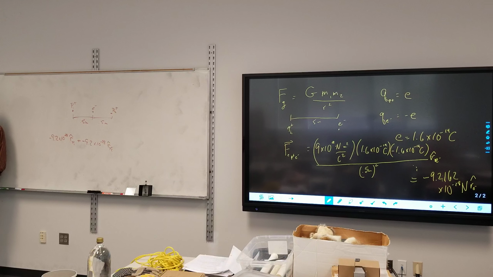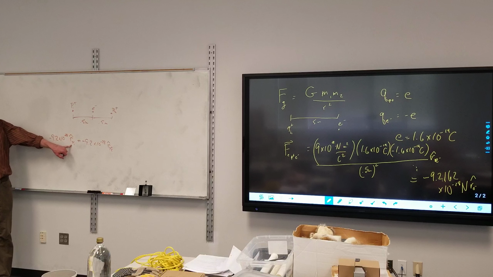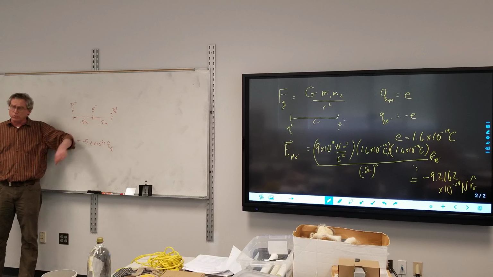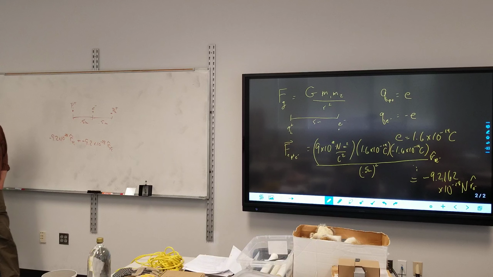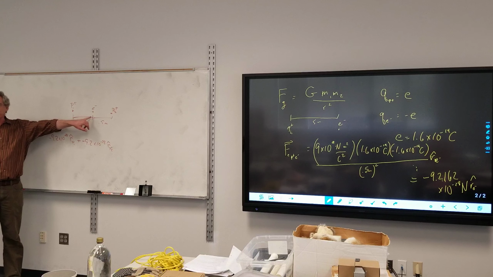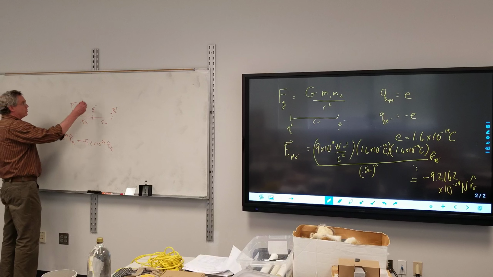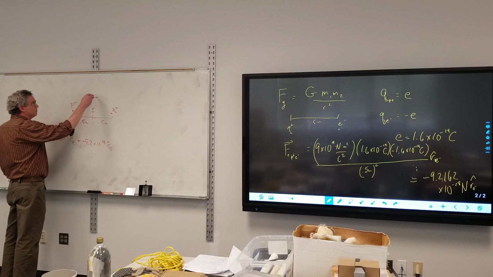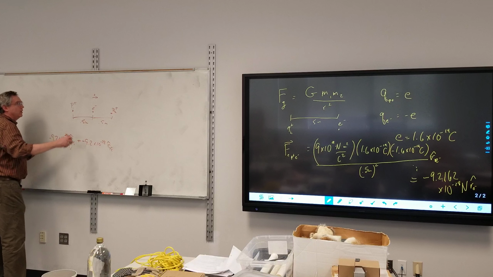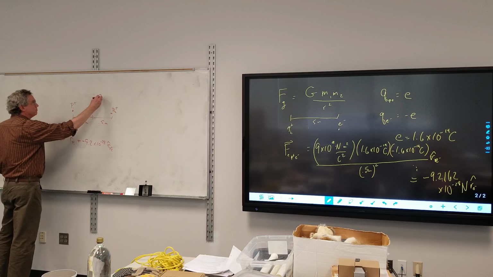And when adding these together, you need to have a common reference. This is in reference to proton 1, that's in reference to proton 2. They are in opposite directions. So what you have to do is figure out at the point in question, such as right here, the point in question. We'll just make that i hat.